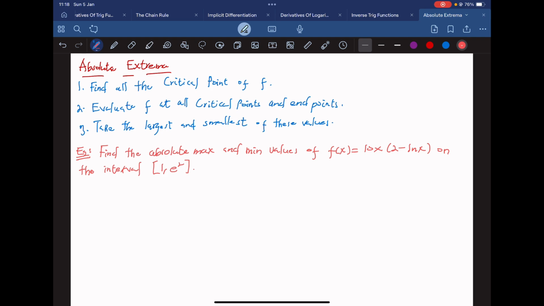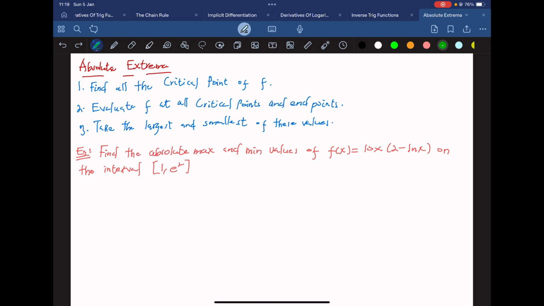Now, before you can find the absolute extrema of a function, all you have to do is first find the critical points of the function. Then afterwards, you evaluate the function at all critical points and endpoints, and then you take the largest and smallest of these values. So we have an example to explain what we are talking about.